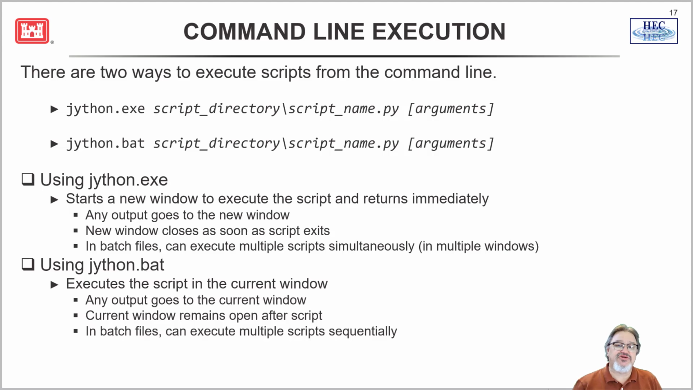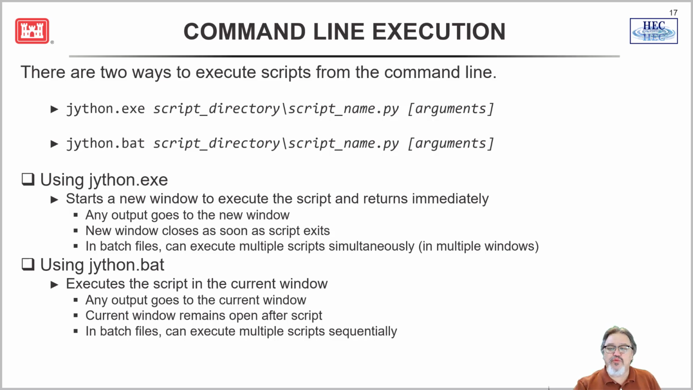The difference is in jython.bat. If you type jython.bat followed by the script and maybe arguments, it will run the script, but the command prompt will not return to you until after the script is complete. So if you have multiple scripts you want to run in sequence, and you're creating a batch file to run them, you want to use jython.bat to run each of them inside of your batch file. If you use jython.exe, it'll fire them all off at once. If you use jython.bat, it will wait for each one to exit before starting the next one.